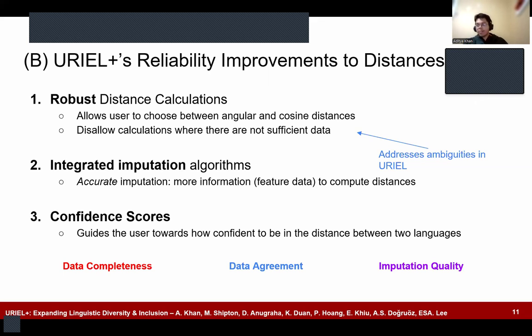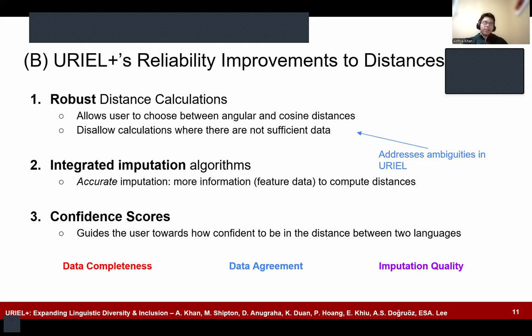Now, to make up for the fact that there is still some missing data within URIEL Plus, we have integrated imputation algorithms. And of course, it's a good thing because if you have accurate imputation, that means that you have more information or feature data to compute distances on.